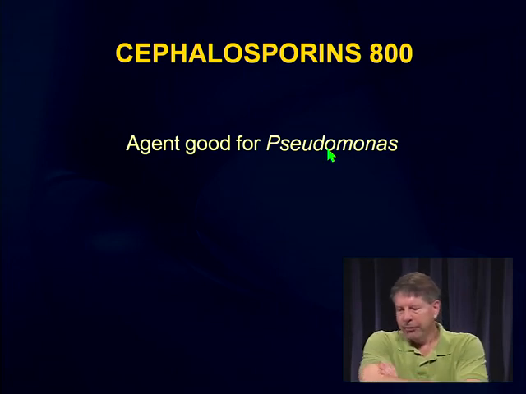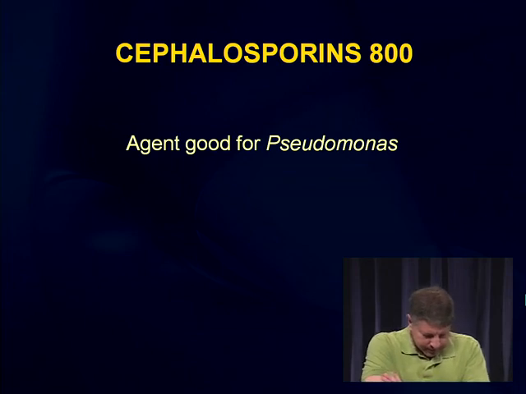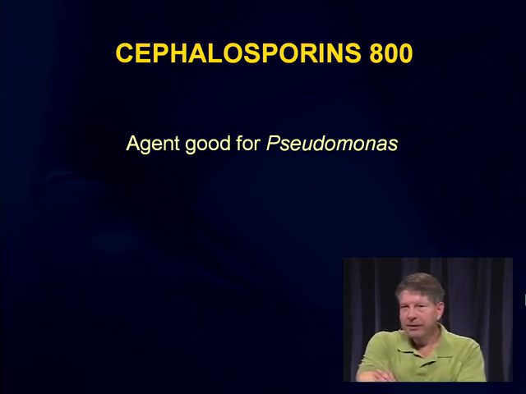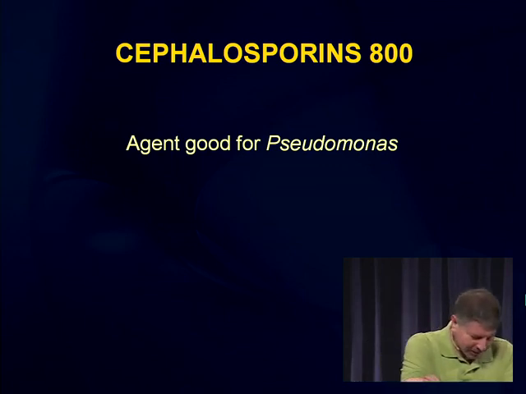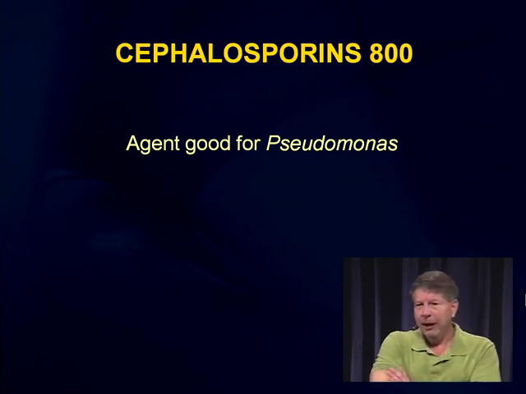Okay, agents good for Pseudomonas in the cephalosporin class. So how many people want to use ceftriaxone? No, please don't do that on the test. All right, so cefepime, Maxipime. Fortaz, ceftazidime, although there's been resistance with that, so Maxipime is probably the one they'll give you. Maxipime, cefepime.